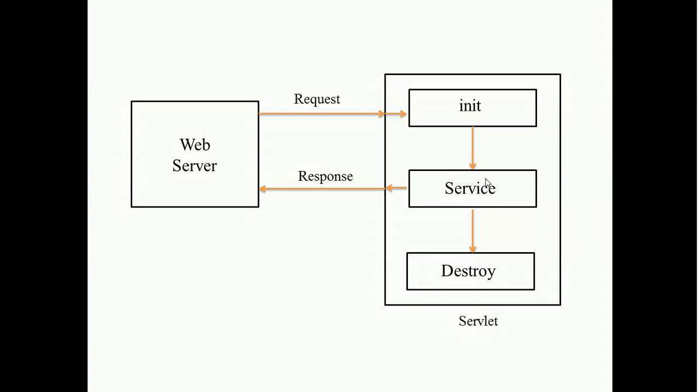And the third method is destroy. Finally, the server unloads the servlet from the memory using the destroy method. This means when the web server unloads the servlet from the memory, that time the destroy method is used. The init method is used to load the servlet in memory the first time, and the destroy method is used to unload the servlet from memory. These three are the methods in the life cycle of the servlet.